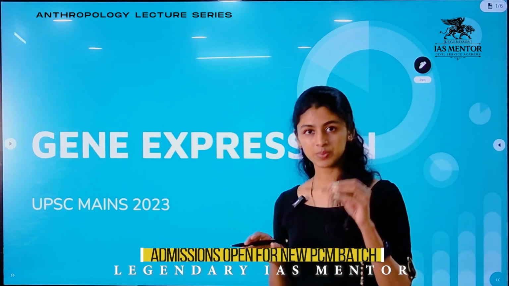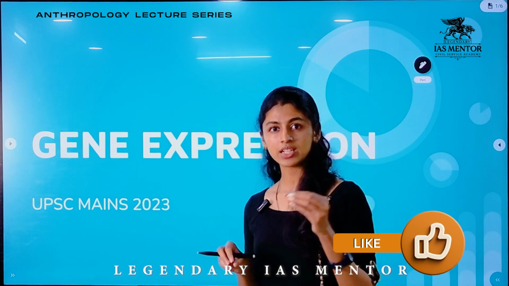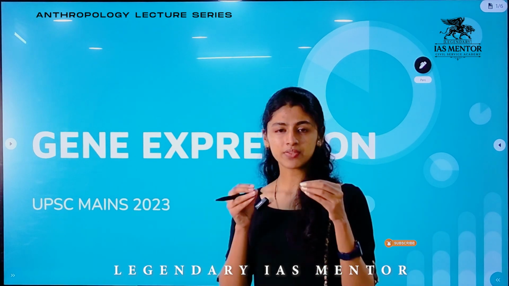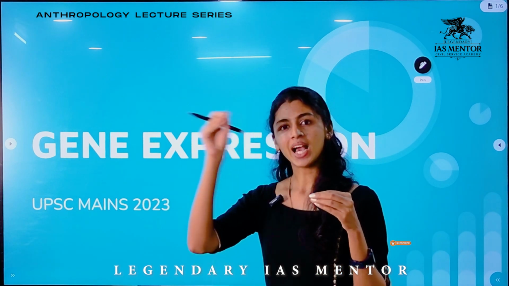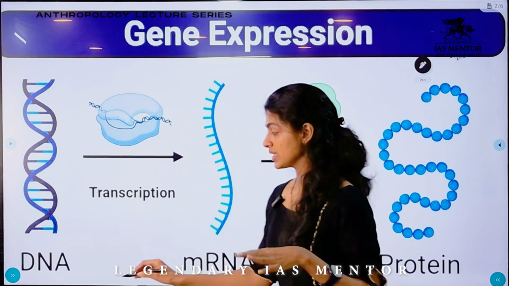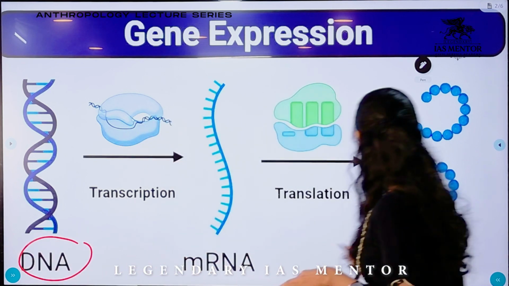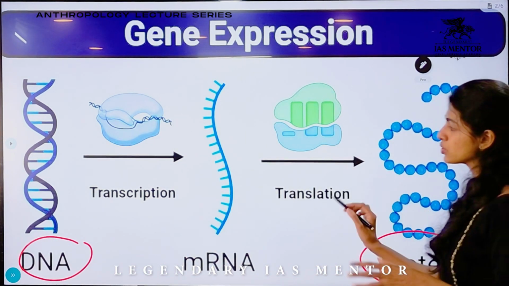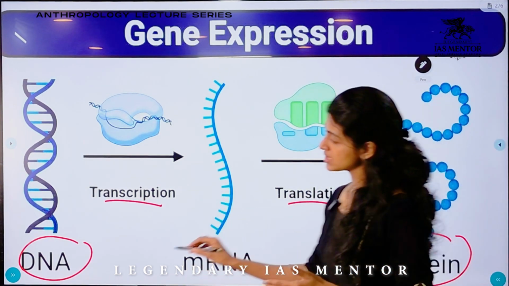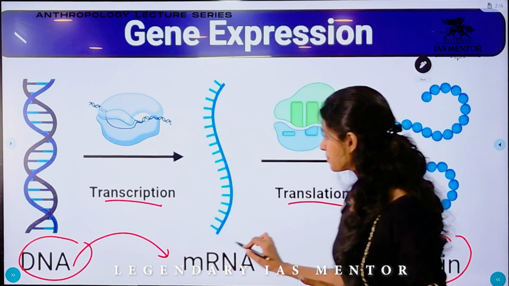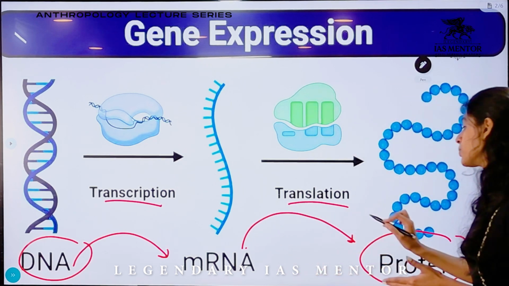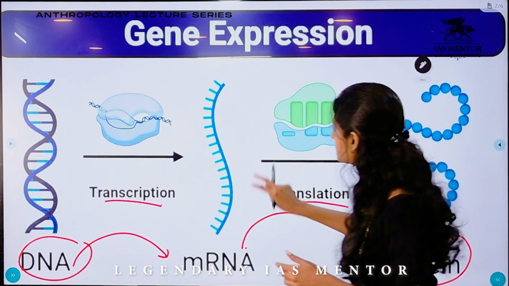Gene expression is a process by which the information that is stored in our genes is used to make some functional end products, mostly proteins. This is in fact the bridge between genotype and phenotype. In simple terms, it is where DNA produces a protein. There are two stages in this. First is transcription and the next is translation. In transcription, DNA produces an RNA strand, which is a messenger RNA. And this messenger RNA produces a protein from amino acids.